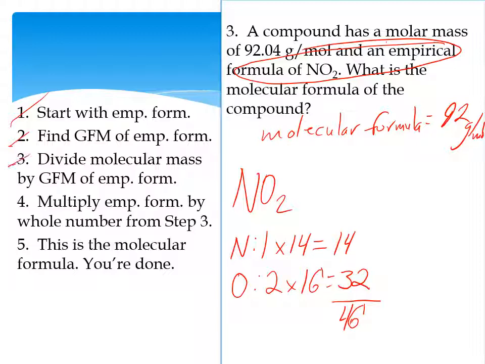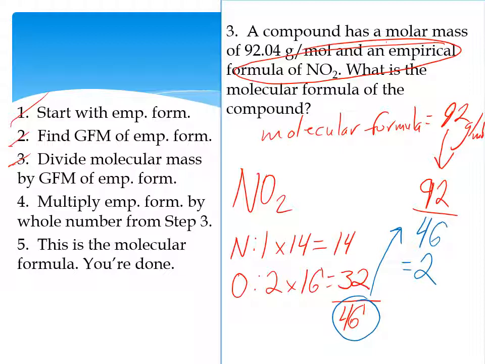Step 3, we divide the molecular mass by the GFM of the empirical formula. So the molecular mass, the molar mass, however you want to call it up here, that was 92. It's our big number. It's our big bowl of mashed potatoes. 92 divided by the empirical formula mass down here, so divided by 46. 92 divided by 46 will give us an answer of 2.